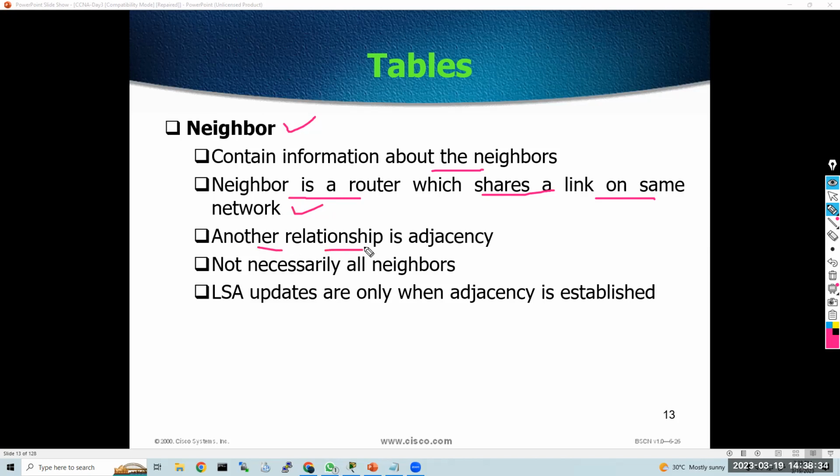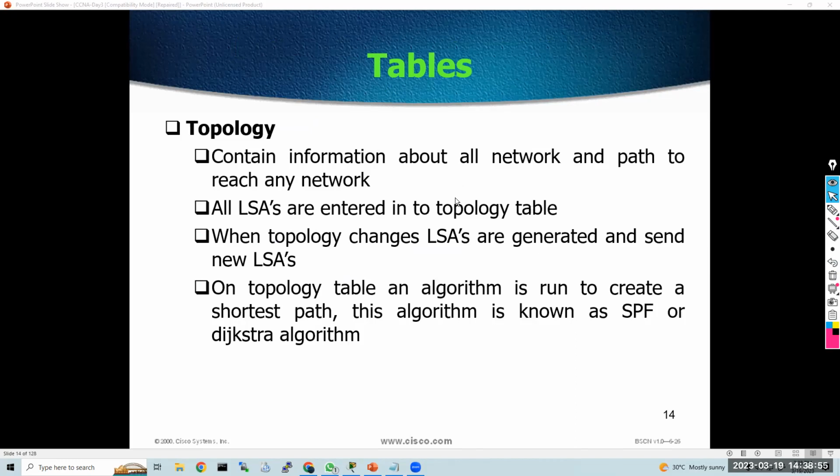Another relationship is adjacency, which it will form, but not necessarily with all the neighbors. It will form only with the immediate neighbor. LSA updates happen only when adjacency is established. Only when the adjacency is established will it form your neighborship. Whereas the topology table contains information about all the networks and paths to reach any network.